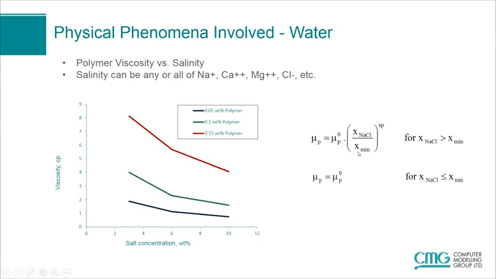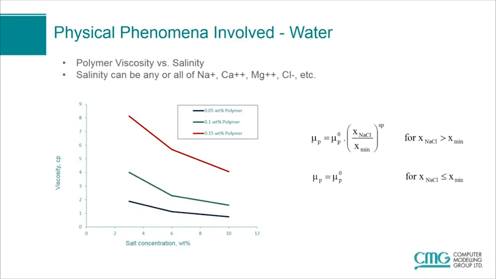And the way we model it in CMG software is to use this analytical equation here, where the polymer viscosity is a reference polymer viscosity times the salt concentration in any particular grid block divided by a minimum salt concentration that is user input, to the power of this SP number, which is also user input. So there's two values that the user must input for this correlation.